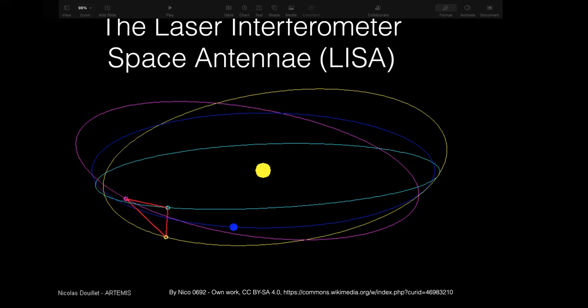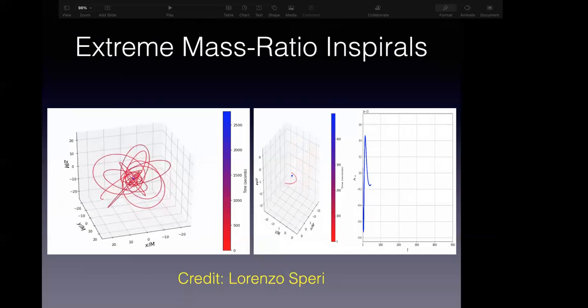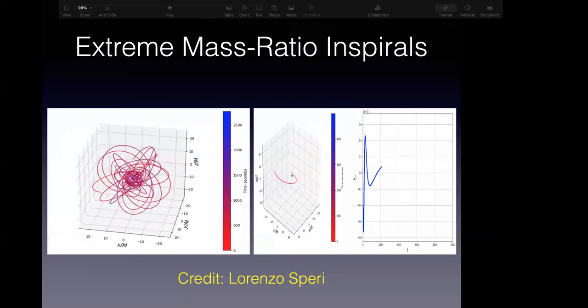This is a data analyst's, like me, worst nightmare. It's very difficult to model these sources, and in particular, it's immensely computationally expensive to actually perform parameter estimation on these sources. So let's talk a little bit about EMRIs, which is pretty much the focus of my PhD. Here are some beautiful animations that a very close friend of mine, Lorenzo, developed.